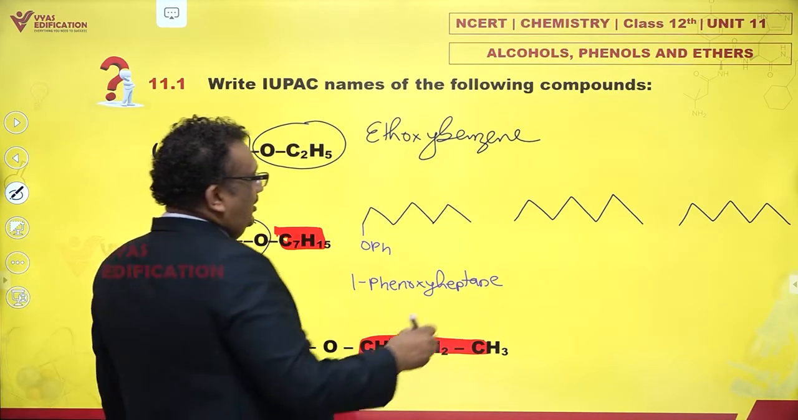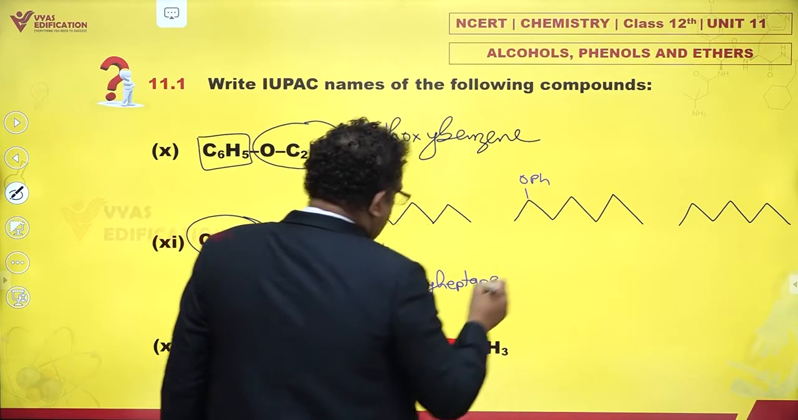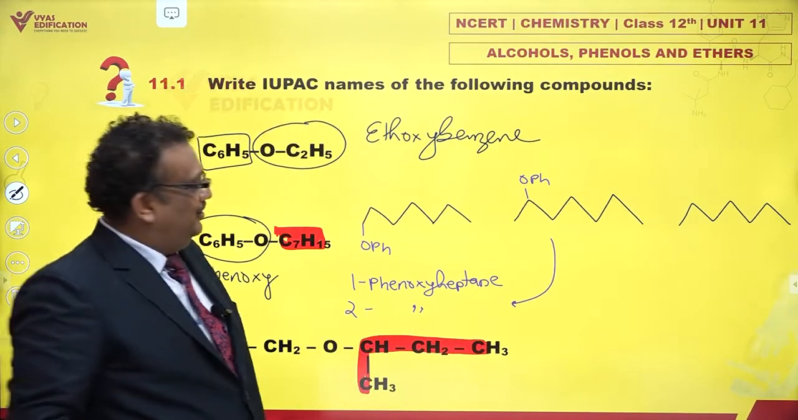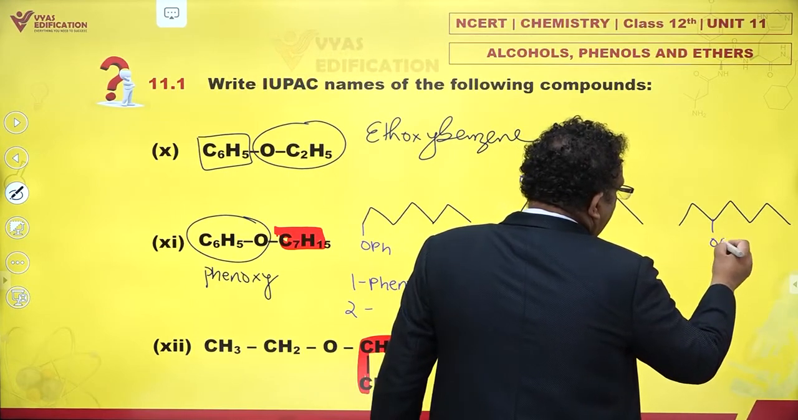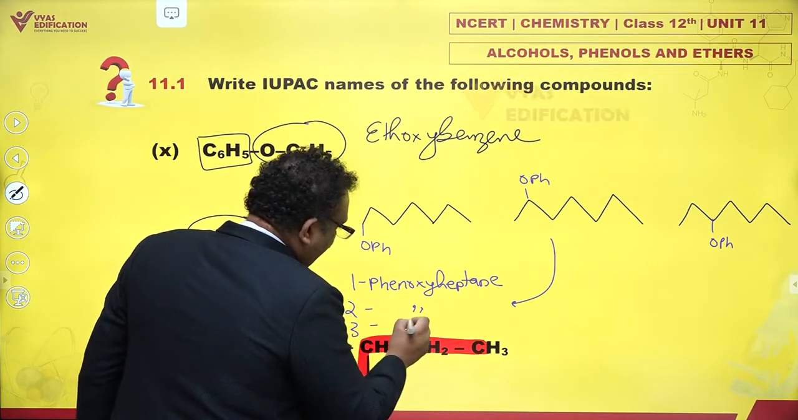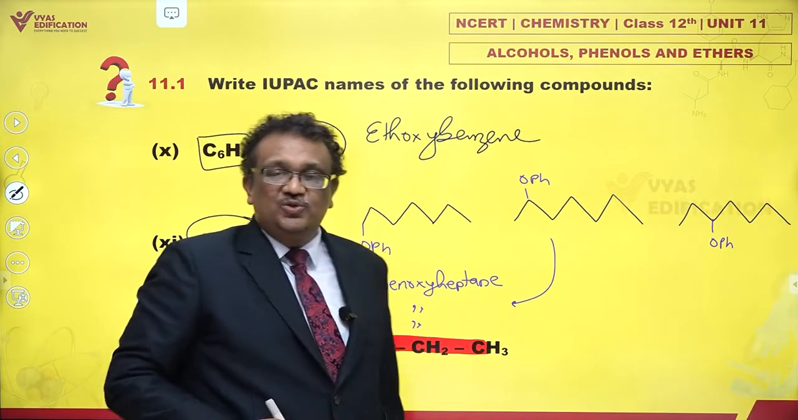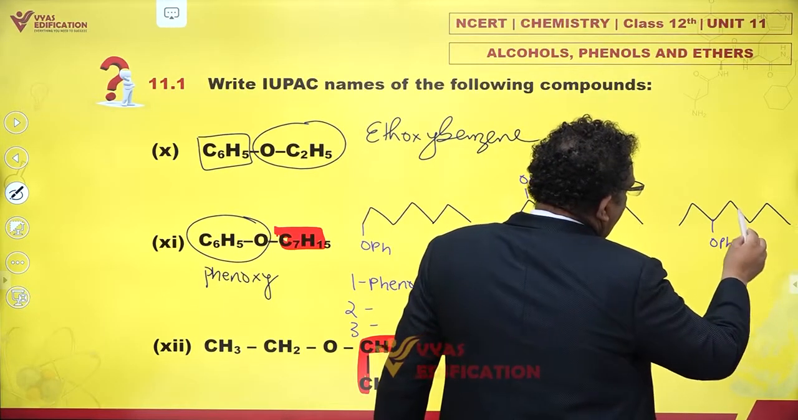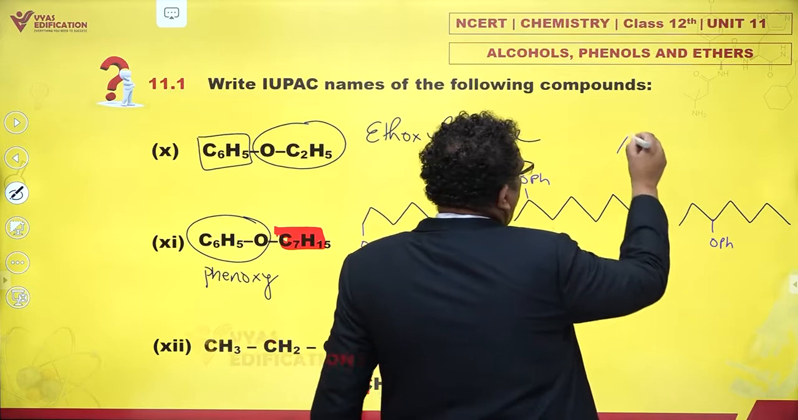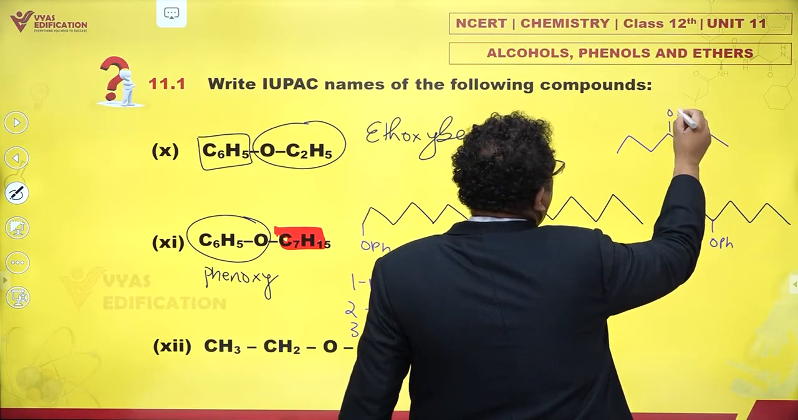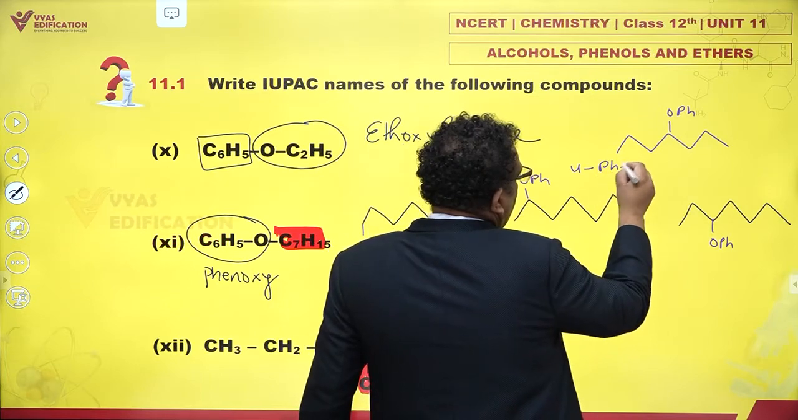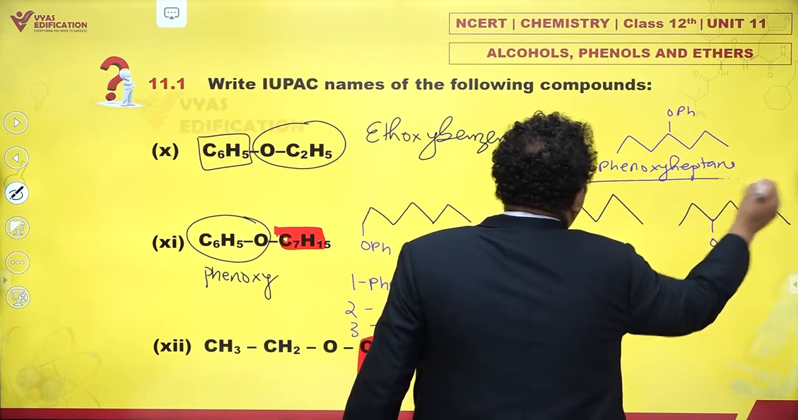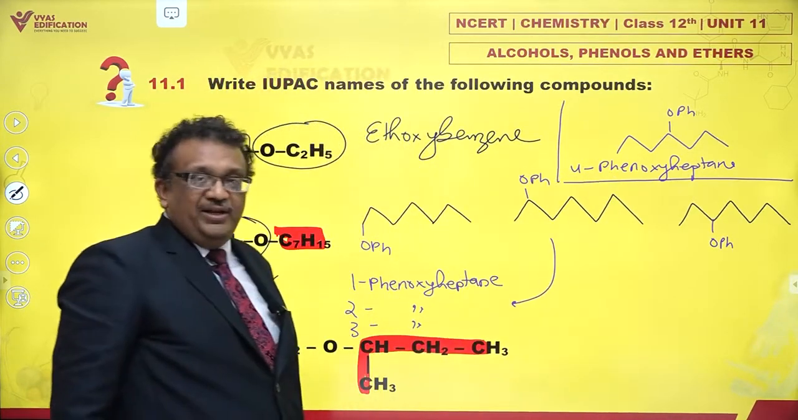If I write down OPh here, this is 2-phenoxyheptane. And if I write down OPh here, that would be 3-phenoxyheptane. These seem to be an awfully large number of compounds. Yes. 1, 2, 3, 4. 1, 2, 3, 4. I have one more possibility. This is 4-phenoxyheptane. Those 4 ethers are possible right straight there.